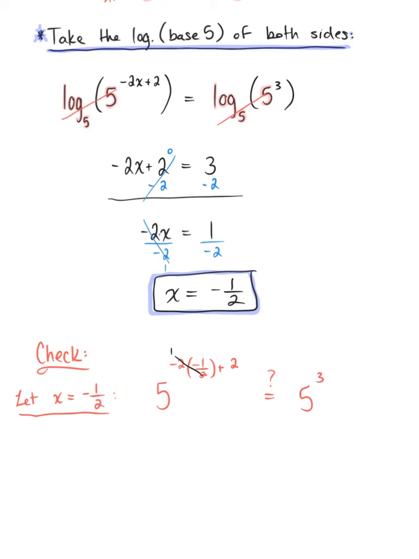So the left-hand side can now be written as 5 raised to the 1 plus 2, which equals 5 cubed. Woohoo! So we have officially confirmed that yes, x equals -1/2 is in fact the beautiful final answer.